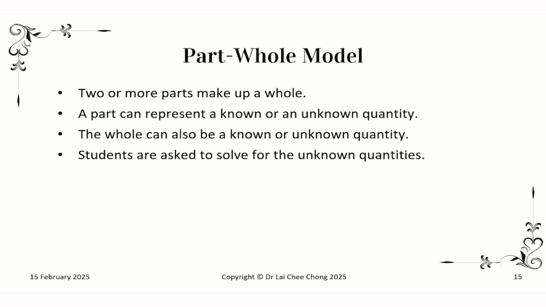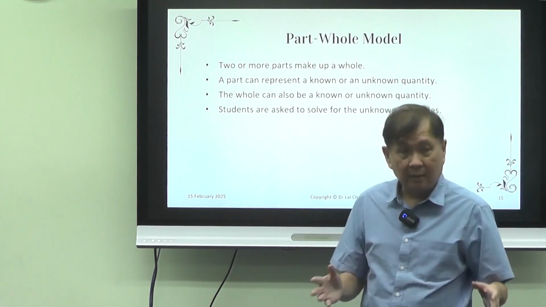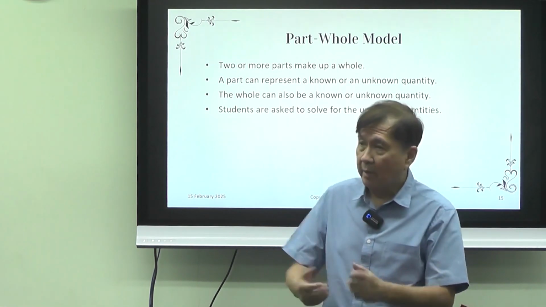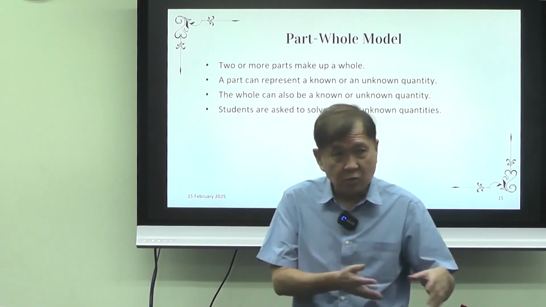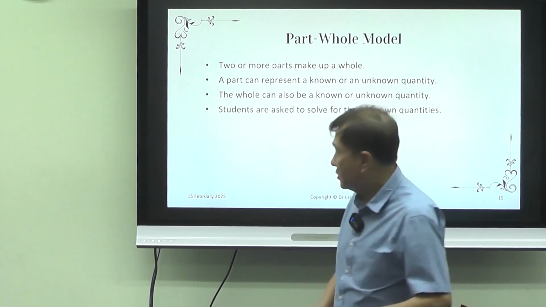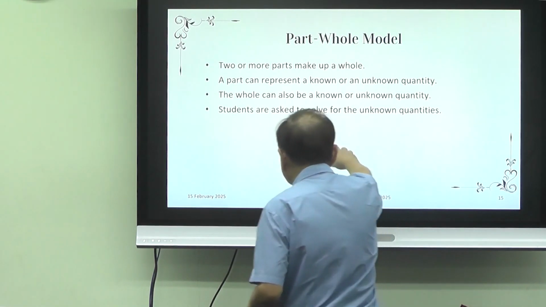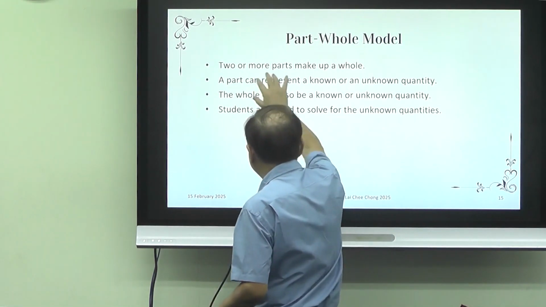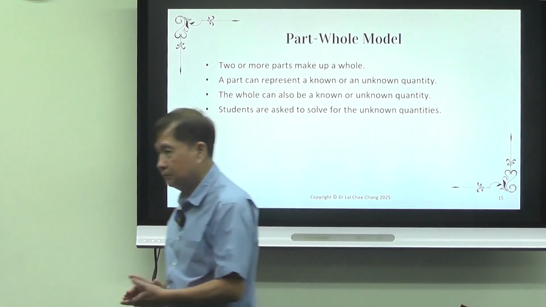Part-whole model means what? That means you have a whole, an object, whatever that is. Maybe you have a box of balls. So one box of balls is the whole. Parts are what? Inside there could be different colors: red balls, white balls, yellow balls. So each one is a part of the whole. So in other words, you have 2 or more parts to make up a whole.